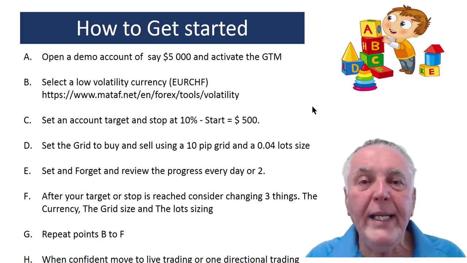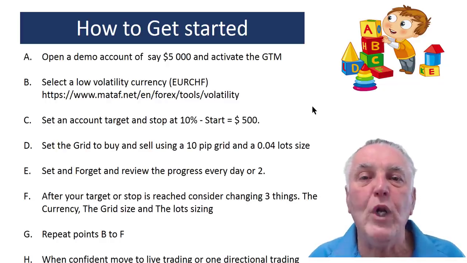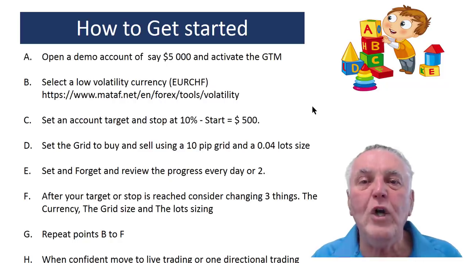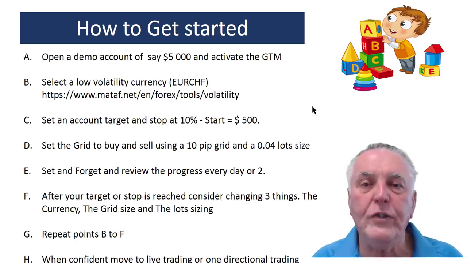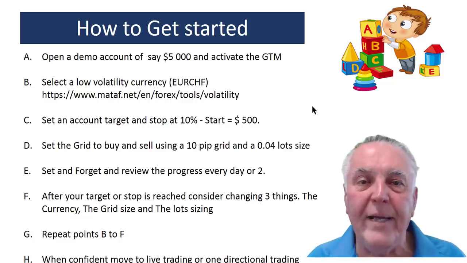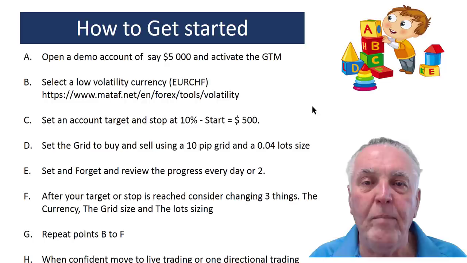Now, when you're trading a buy and a sell at the same time, you want to find currencies that have low volatility. In other words, they don't move much, they just doodle around sideways all day long. So now I'm going to quickly show you how to find that, and to do that we go to a site called MATF, and we go and find the volatility pages on MATF.